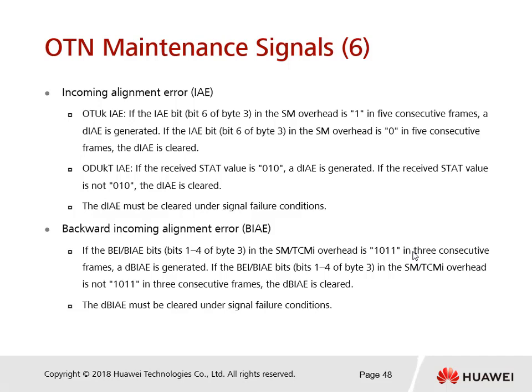So for this chapter, we introduced the OTN trails, and we have the OCH, OMS, OTS, OSC, OTUK, ODUK, OPUK, or client signals. And also, we introduced the maintenance signals in the OTN network, such as the AIS, OCI, LCK, and for this page, IAE and BIAE.